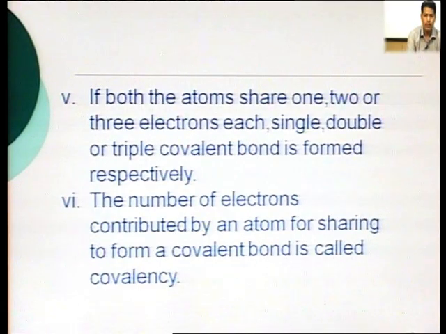The number of electrons contributed by an atom for sharing to form a covalent bond is called covalency. The number of electrons that atoms share is called covalency. If hydrogen shares 1 electron, then its covalency is 1. If oxygen shares 2 electrons, then its covalency is 2. If nitrogen shares 3 electrons, its covalency is 3.